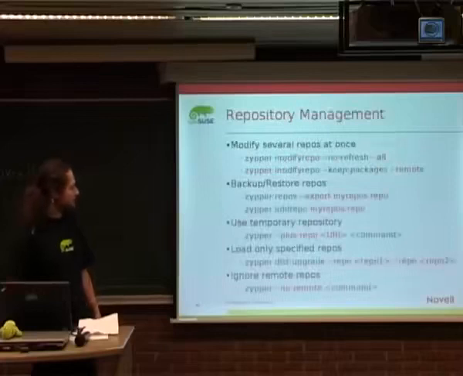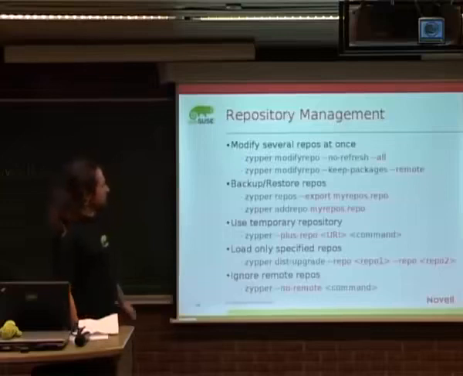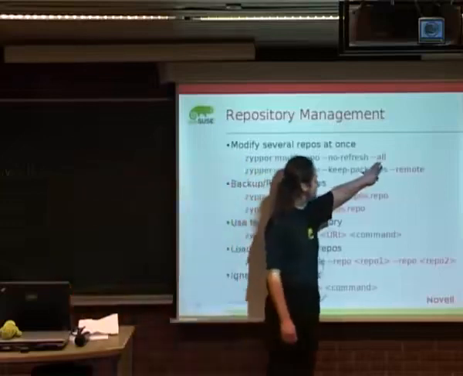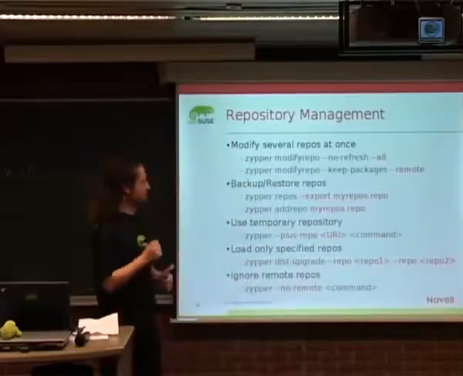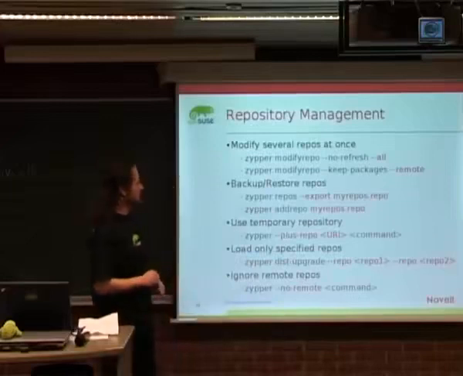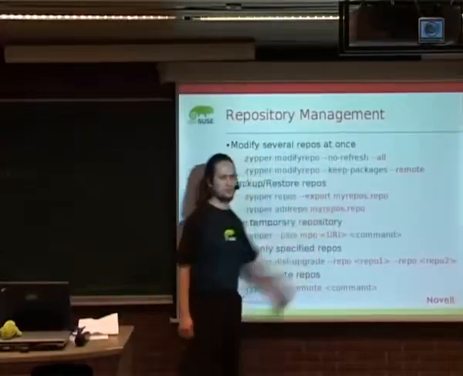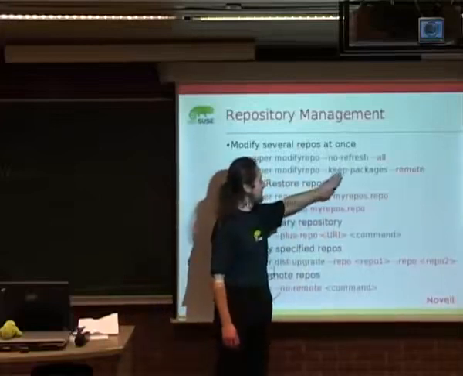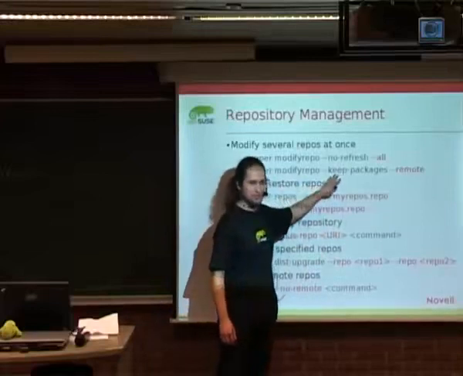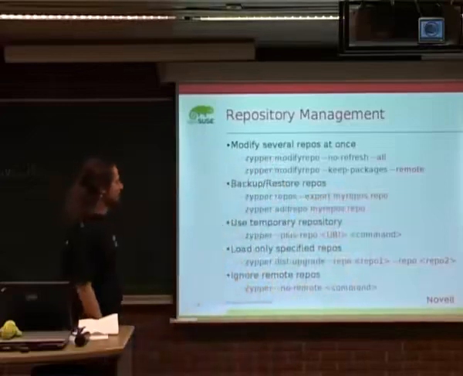Okay, now for managing repositories, Zypper has quite a lot of options to make this convenient for you. For example, you can modify several repos at once with these aggregate options, like all or remote. There you can modify repositories of a specific media type and so on. For example, this command turns off automatic refresh for all repositories. This command turns on caching of RPM packages for all remote repositories like HTTP, FTP, Samba, and so on.